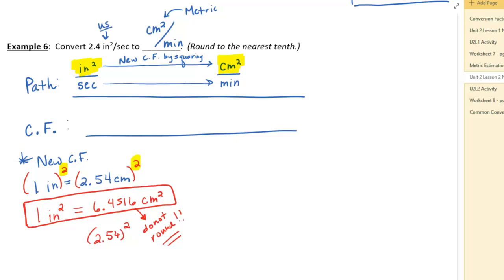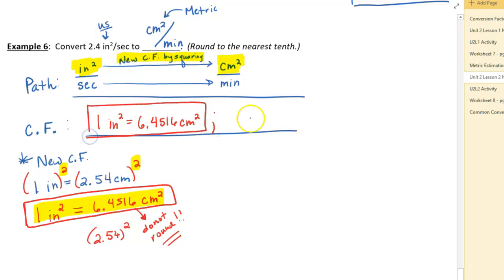So this is our new conversion factor that we're going to use in our string, the one that we built. So we have 1 squared inch is equal to 6.4516 squared centimeters. That's one of our conversion factors. The other one has to relate seconds to minutes. So we can convert the bottom, and there are 60 seconds in 1 minute.